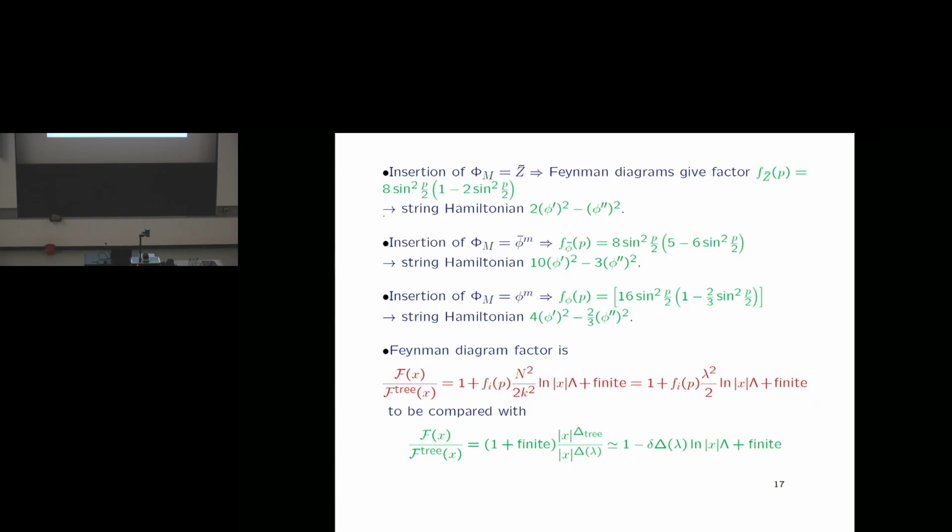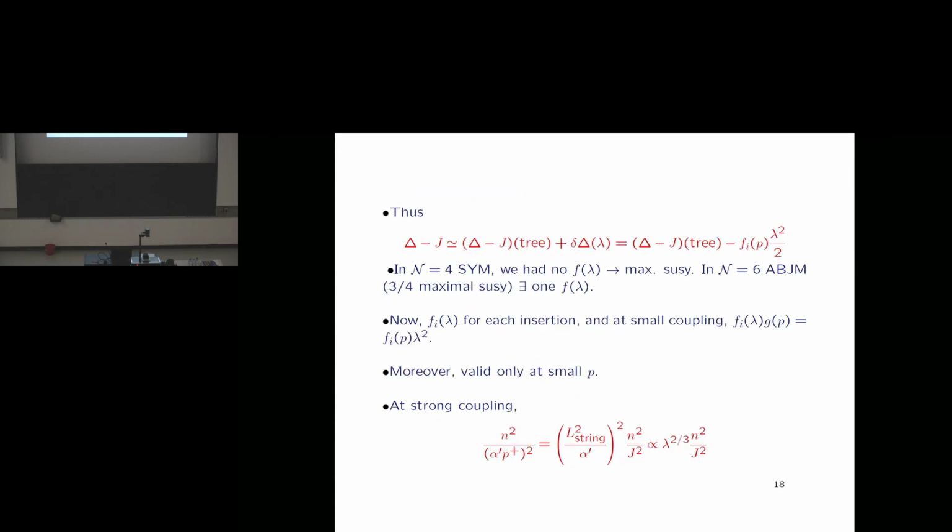Then we can calculate a bunch of Feynman diagrams that I will not write here, and calculate for each insertion of these kind of oscillators. The Feynman diagrams give some momentum-dependent factor that is written here. This factor multiplies the usual log x times lambda squared in the Feynman diagram, and this is the contribution that gives the anomalous dimension. So then, matching the two sides, we find that the anomalous dimension, delta minus j, is given by the tree result plus this f times lambda squared over 2.